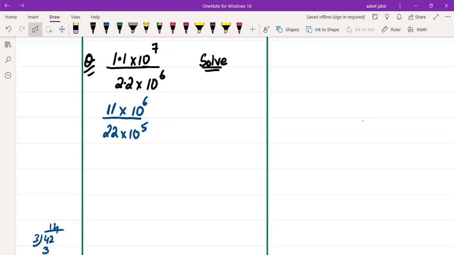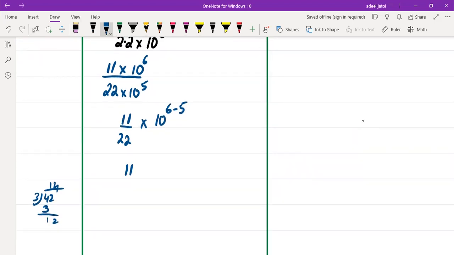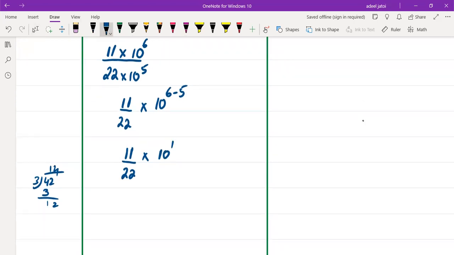What are we left with? We are left with 11 upon 22 multiplied by 10 to the power 6, because obviously bases are same and divided, powers are subtracted. So what do we have? We have 11 upon 22 into 10 to the power 1. 10 to the power 1 means 10. So can we just solve this thing down and see?